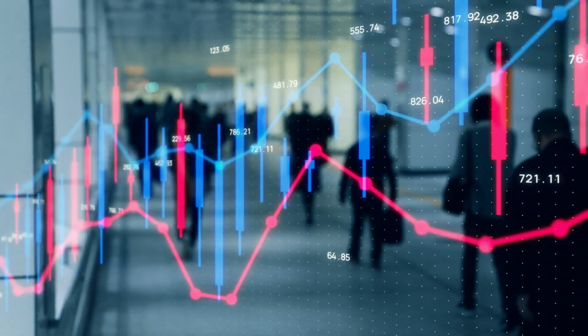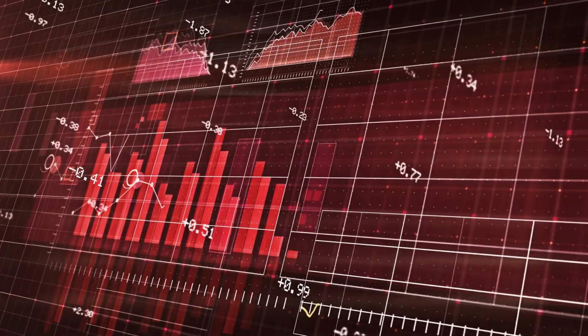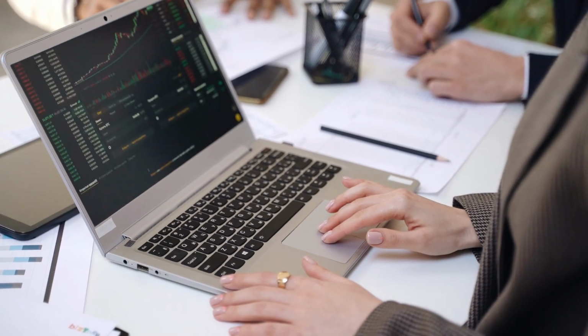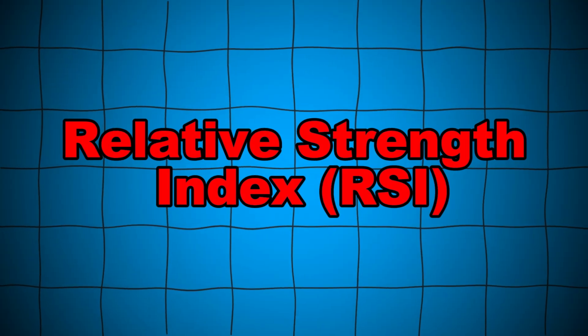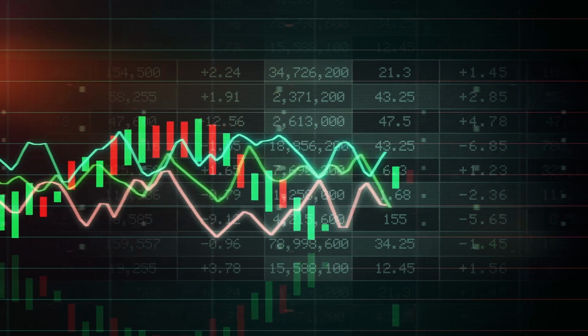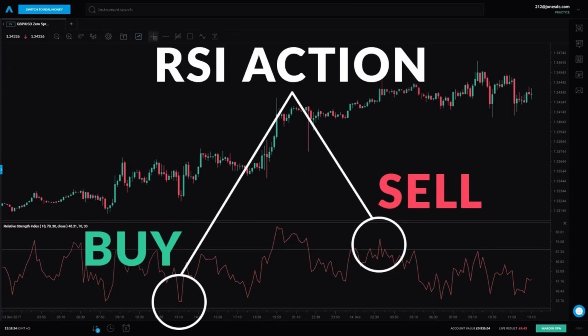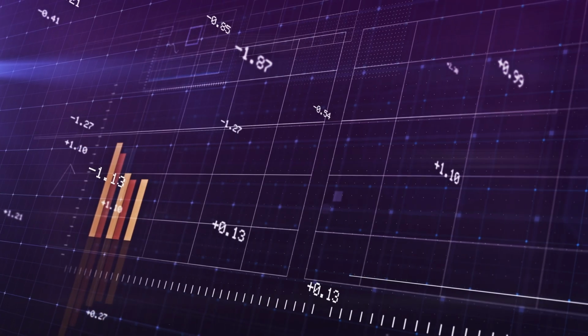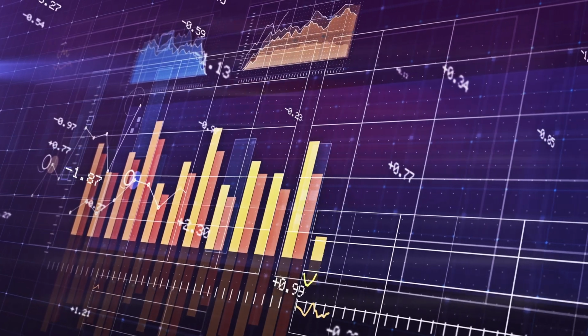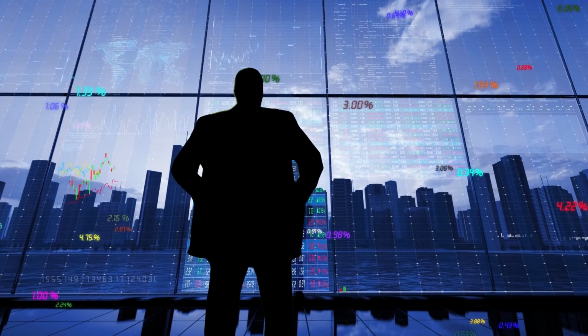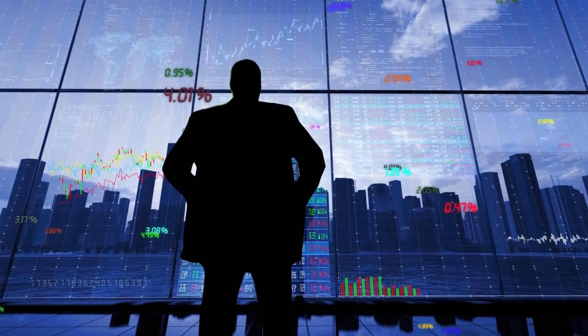Now that you've got the basics down, let's talk about some popular technical indicators that traders use to refine their strategies. Relative Strength Index, RSI. RSI measures the speed and change of price movements, oscillating between 0 and 100. An RSI above 70 might indicate that a stock is overbought, while an RSI below 30 might suggest it's oversold. This can be a powerful tool for identifying potential reversal points.